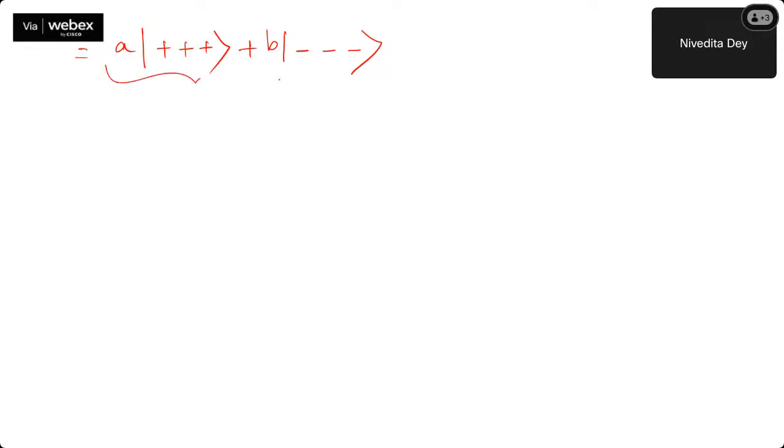Now I just need 2 more minutes. Just wait for 2 more minutes, let me just complete it. Now let us assume that out of all the 9 qubits, at most 1 qubit can be affected.